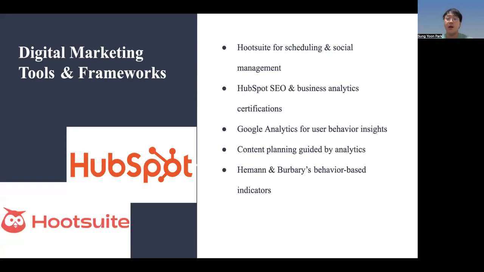To build out HealthBridge AI's digital presence, I used several major tools from this course. First, I used Hootsuite to schedule content and manage messaging across multiple platforms. Secondly, I used HubSpot certification, guiding my SEO strategy and business analytics approach. And third, I used Google Analytics courses to help me conceptualize how users would interact with our webpage and educational content. All of this was structured around Hammond and Barber's behavior-based analytics framework, which emphasizes that digital traces only become meaningful when grounded in interpretation and strategy.